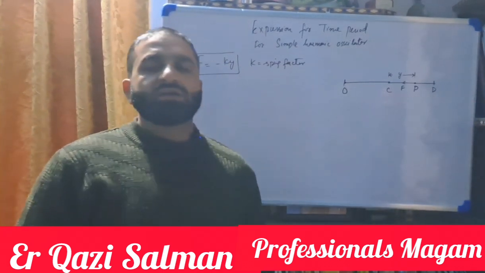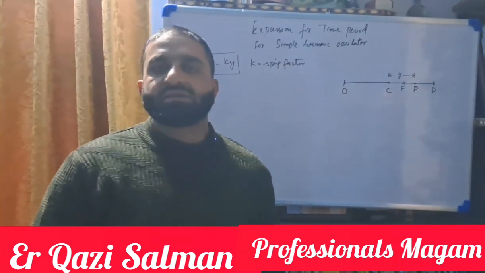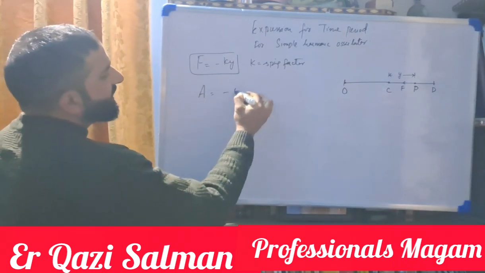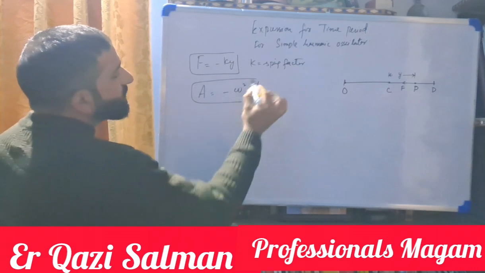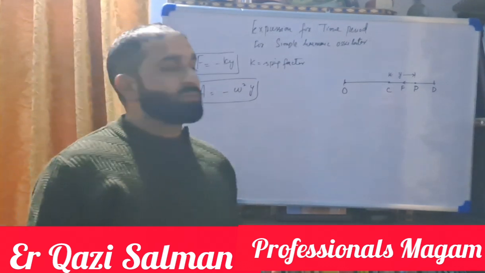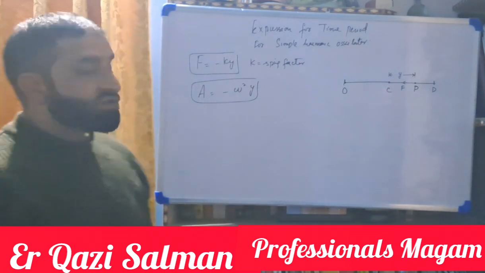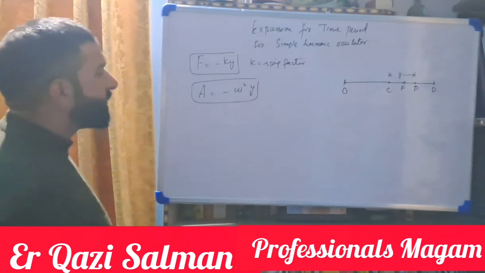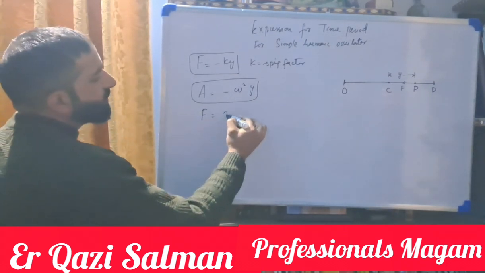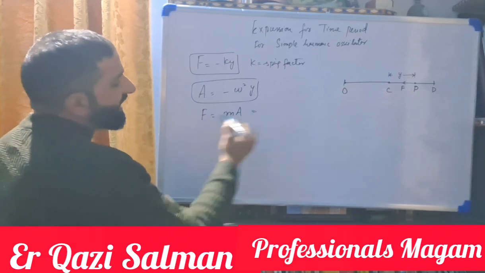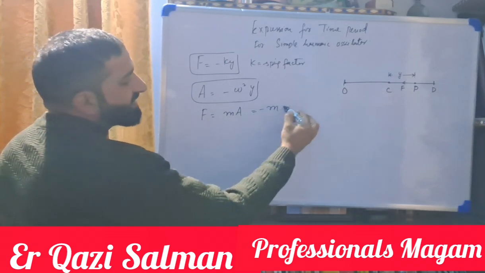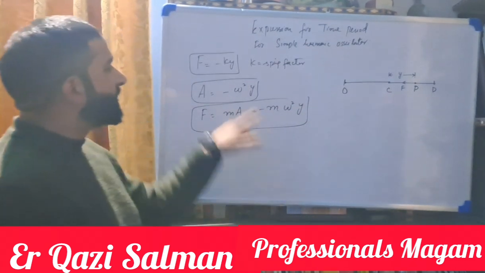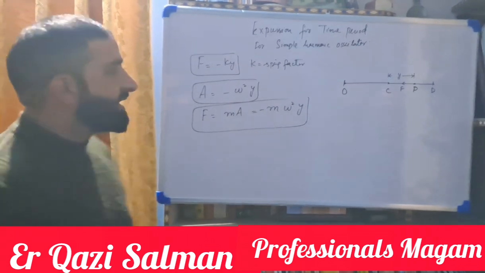And from the equations of velocity and acceleration of simple harmonic motion, we know that acceleration is equal to minus omega square y. As the force is opposite to the displacement, acceleration is also opposite to the displacement in case of restoring force. Now from Newton's second law, force is equal to mass into acceleration, so force is equal to minus m omega square y. As it is the same restoring force, we can equate the two equations.